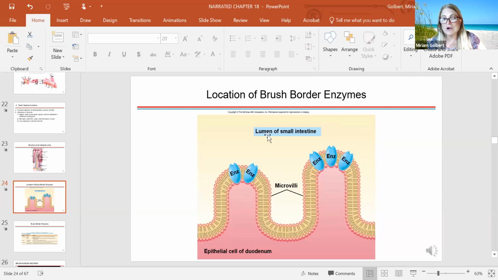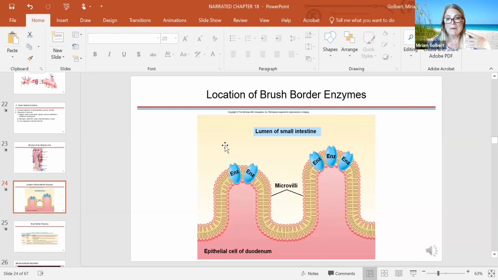These enzymes are called brush border because they are on the epithelium, and the epithelium looks like a brush because it has all these microvilli. So these enzymes are not secreted into the lumen, but they're fixed on the membranes. And as the nutrients are being absorbed, they go through the brush border enzymes. And by the time they get here, where the blood vessels are, they're going to be converted into the monomers, the smallest subunit.